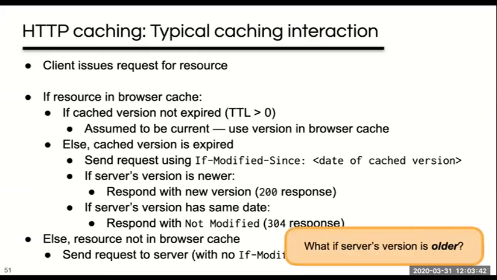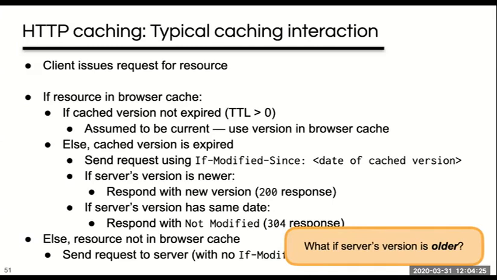So okay, pop quiz. I gave the conditions for if the server's version is newer or the same. What if the server's version is older? What do you do then? Got a suggestion for a 304? Not a bad guess. I mean, really, if this happens, something really weird has happened, right? Like, how would the client have gotten a newer version than the version that's on the server, right? Where would it have gotten it from? So something must have gone wrong somewhere.